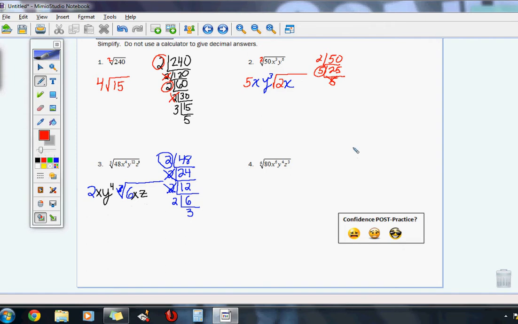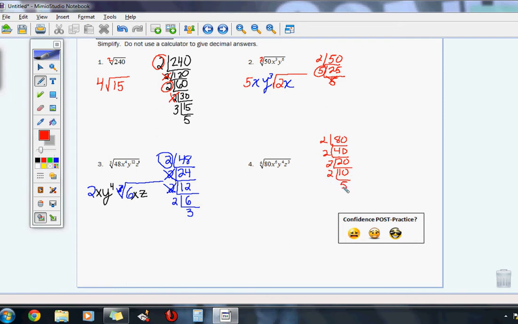Okay, towering 80 over here. 80 divided by 2. Looks like we might have a bunch of 2's coming out here. 2, 20, no, I won't make the 2 joke again. 2 divided by 2 gives us 5.